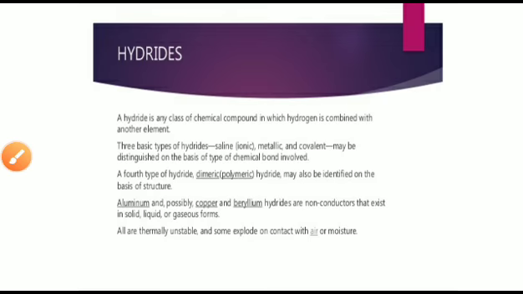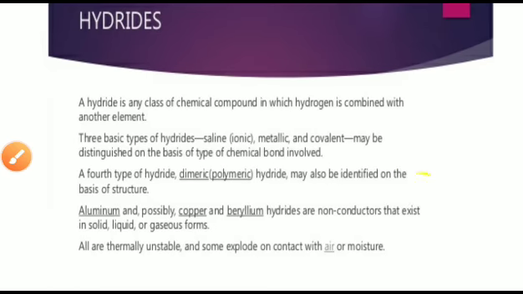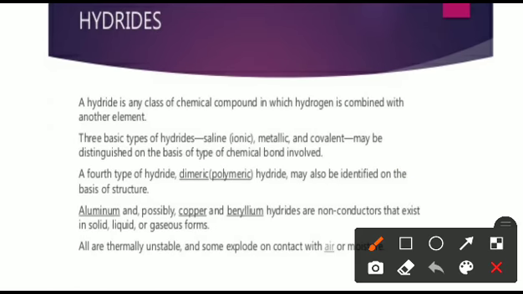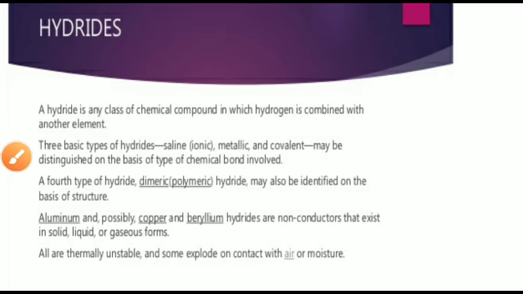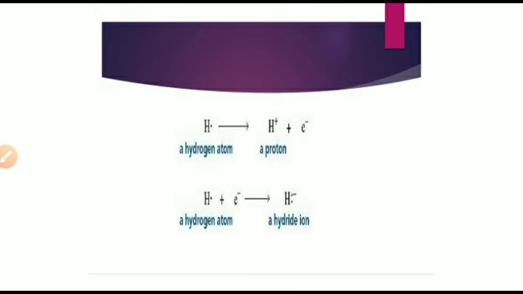Okay. Next, we are going to learn the hydrides. What are hydrides? Hydrides are a class of chemical compounds in which hydrogen is combined with another element. There are three basic types of hydrides. Here is how the hydride is formed.